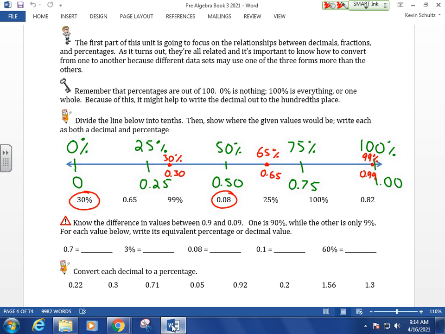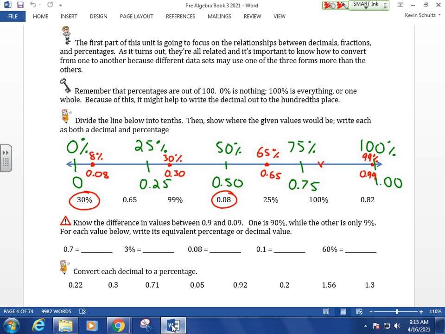0.08. Now that does represent 8 hundredths. That 8 is in the hundredths place, so it's going to be way down here. If you put it up in this area, then you interpret that as 80%, which would be 0.8, not 0.08. That zero matters because it's not at the end of the decimal, it's in the middle. So 0.08 is going to be down over here. And what percentage is that? Everybody?